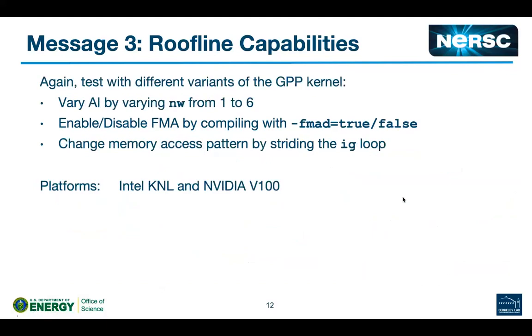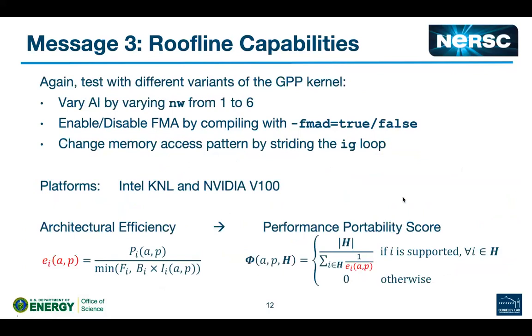So with these 3 different variants of GPP, or 3 different benchmarks, we're going to run them on 2 different platforms, and we're going to calculate the architectural efficiency on 2 different platforms, and this is using Roofline. And then we're going to plug this number on 2 platforms into the metric that John has talked about and calculate the performance portability score.